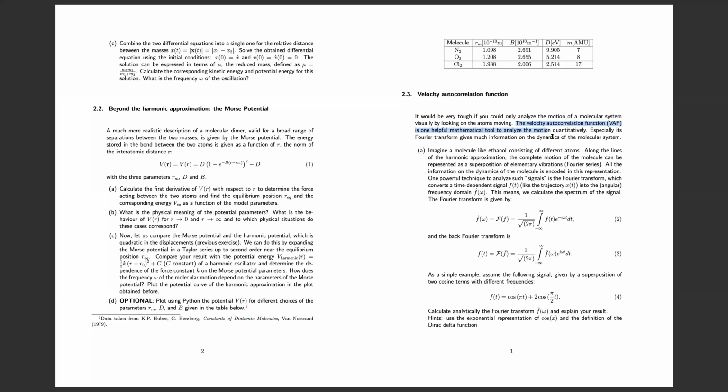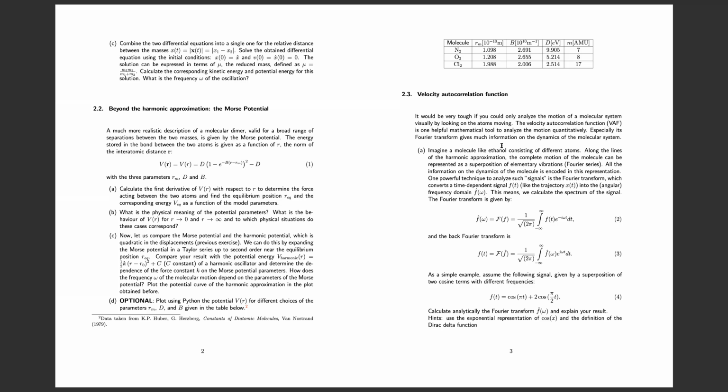Because it's very nasty to look at all the trajectories of all atoms, this velocity autocorrelation function gives us a shortcut to characterize how all the atoms behave. So we are going to look at the Fourier transform of this velocity autocorrelation function to understand what's the intrinsic property of the molecular systems.